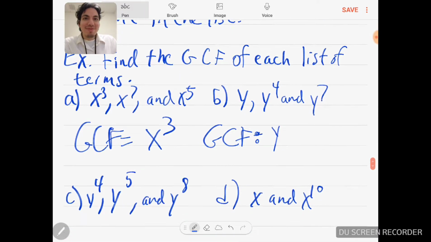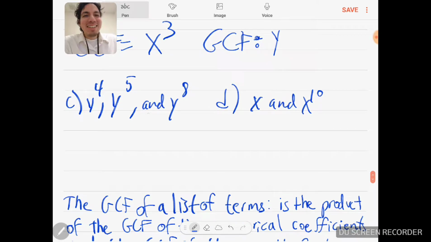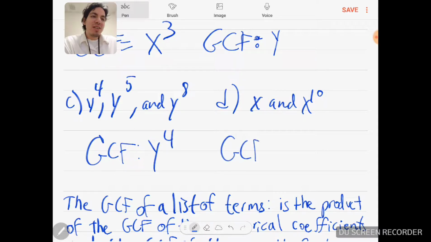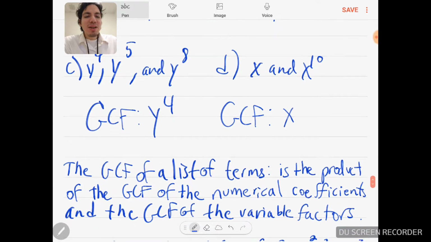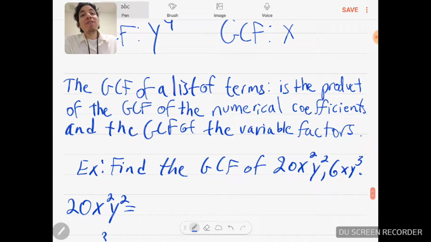Why? Because why not? So therefore you know that the next one for C is y to the 4th. The GCF would be y to the 4th. And then the GCF for the last one is just going to be x. Make sense? Going down, the GCF of a list of terms is the product of the GCF numerical coefficients and the GCF of the variable factor.